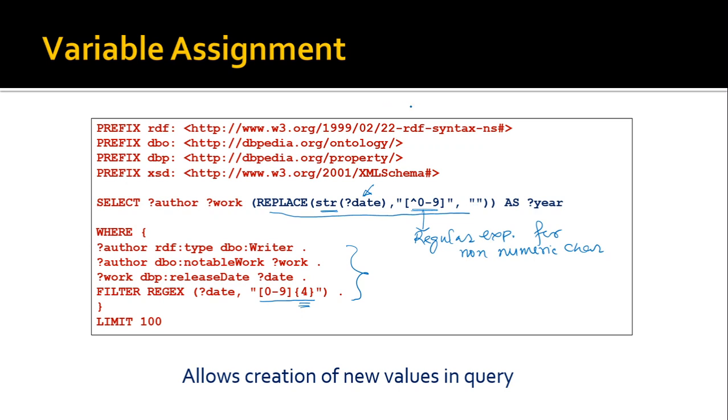So for example, if you have something like June 2002, in that case JUNE will be removed, and whatever we will be getting is 2002. And we are assigning this value to year, right? So we are replacing some pattern. If we see some pattern in the date string, we are replacing that with blank. That is the exact thing we are doing using this replace function.